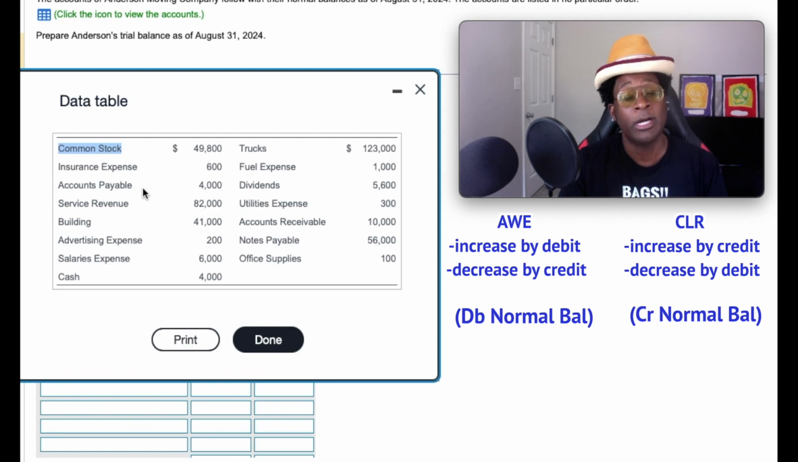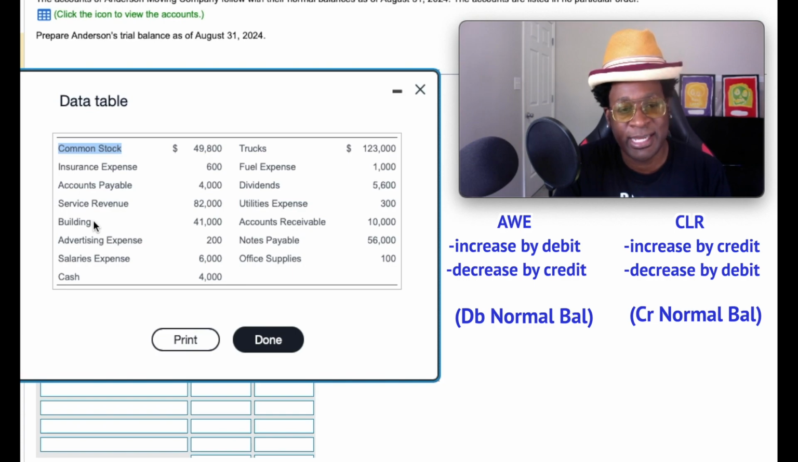Accounts payable. Accounts payable is a liability. Obviously, liabilities are in the Clear gang. Therefore, the normal balance for accounts payable will be on the credit side. What about service revenue? Service revenue is also in the Clear gang, which makes the normal balance on the credit side. Building. Building happens to be an asset, and since it's an asset, it's in the All gang, which means that the normal balance is going to be on the debit side.